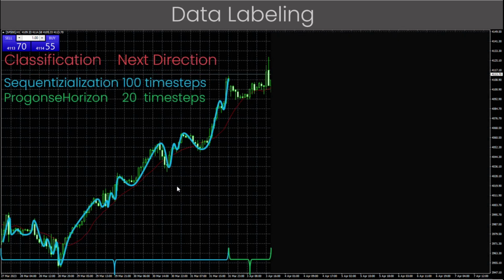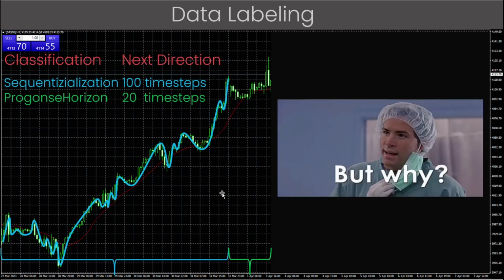Therefore, we will also choose another prognosis horizon. We don't look 1 time step into the future; we look several time steps into the future. The question is, why?